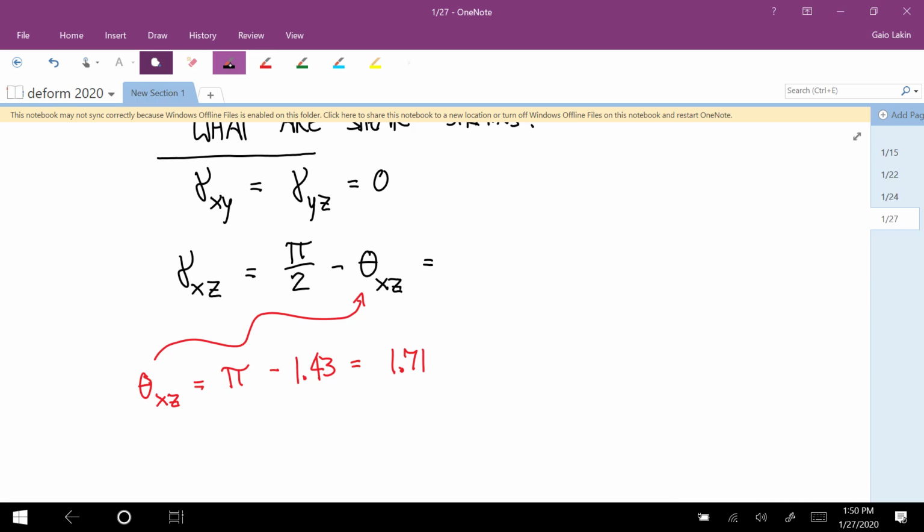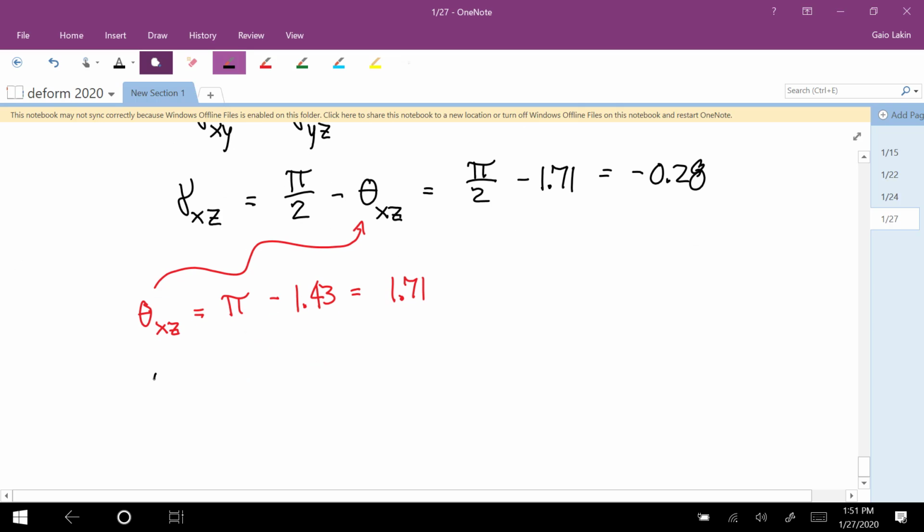And so gamma xz is pi over 2 minus 1.71, which is about negative 0.28. Again, this is way too big to be realistic for actual strains.